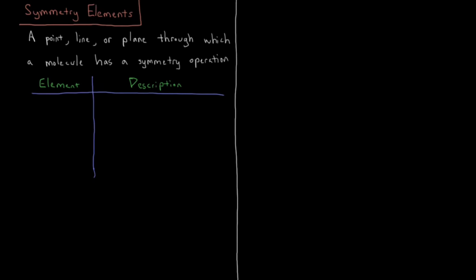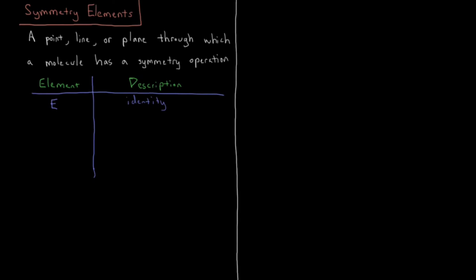Continuing on with symmetry, we have the definition of symmetry elements, which is a point, line, or plane through which a molecule has a symmetry operation or multiple symmetry operations. So we have various kinds of symmetry elements, and I'll describe what those entail. First we have E, something which all molecules have. You'll notice that's the same name as the operator for the identity operation. So that's the identity, it leaves the molecule unchanged.